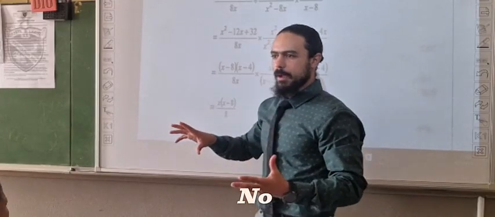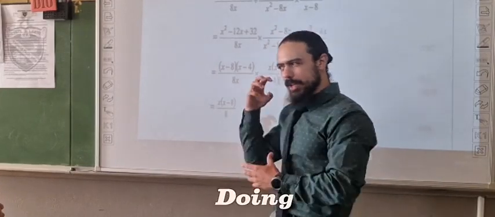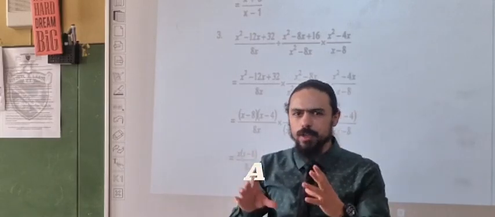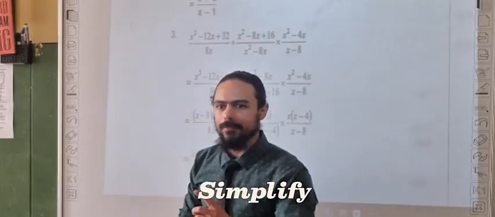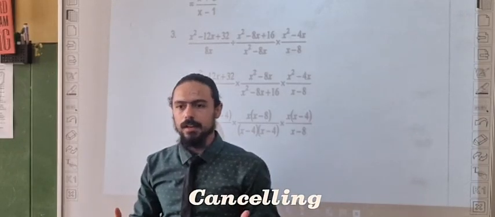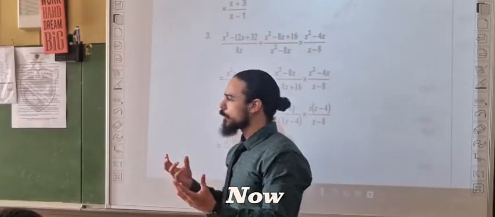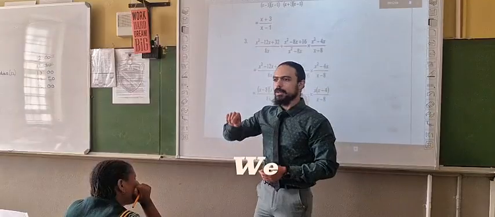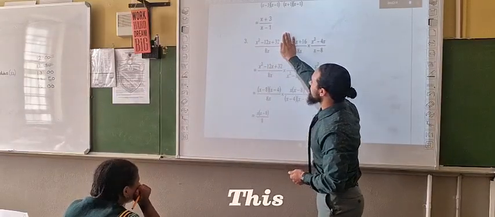No? But the objective when we are doing algebraic fractions and we have something that is complicated, we want to get to a point where we can simplify. And we simplify by cancelling out. Right. Now you need to remember, before we can cancel out, what is important? When can we cancel out? If I gave you this, can you cancel out?